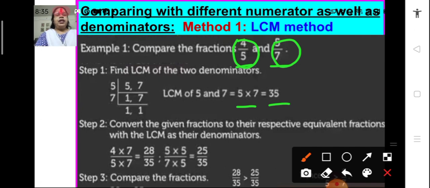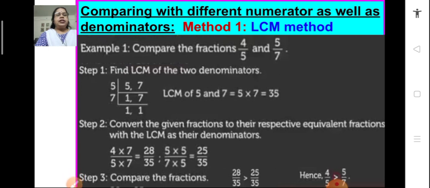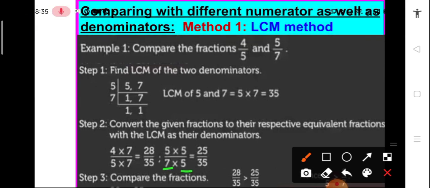So when we multiply 5 by 7 in the first fraction, we get 35, isn't it? And then we have to multiply the numerator also by the same number. So we get 28 upon 35 as the equivalent fraction. Similarly, in the second fraction, 5 upon 7, to make the denominator 35, which is the LCM, we multiply 7 by 5. Similarly, we multiply the numerator also by 5. So what do we get?